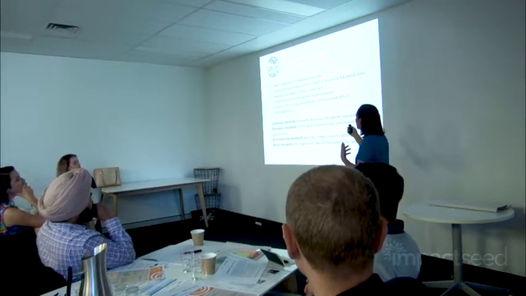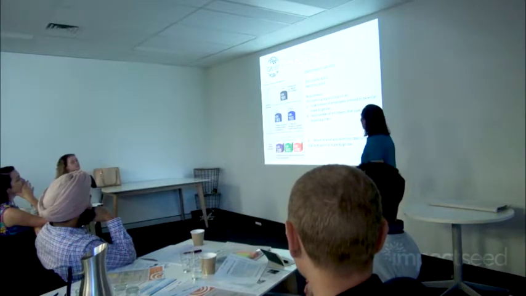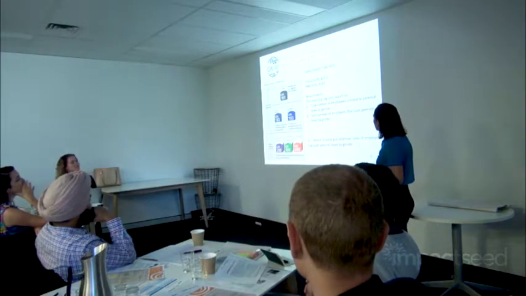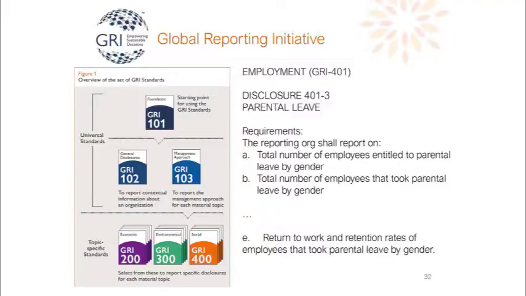It can be used with ESG. So let's just have a look. Here's a disclosure under employment around parental leave. So the reporting organisation shall report on the total number of employees entitled to parental leave by gender, and the total number of employees that took parental leave by gender, and all these other things. You can see they start to look like standards. Yep, have you ticked off GRI 101? So you could organise everything according to this.